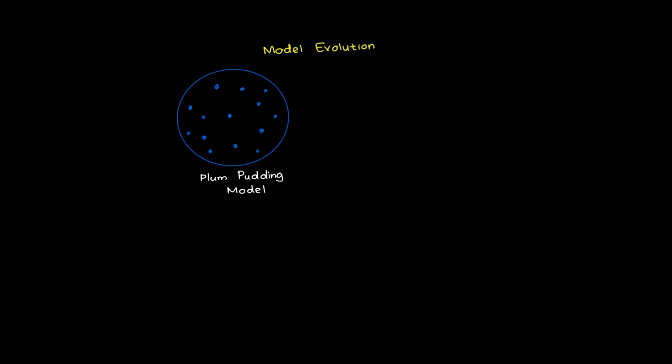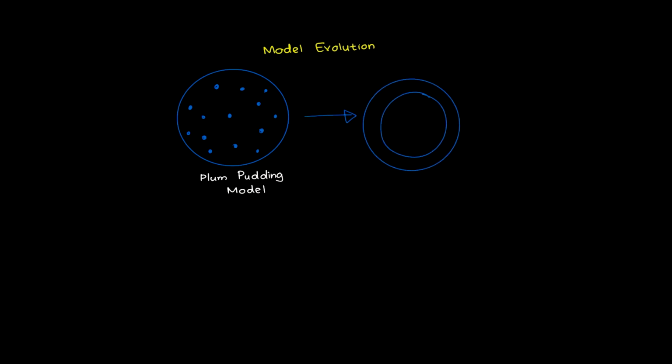The plum pudding model pictured electrons scattered through a uniform blob of positive charge, like raisins in pudding. It explains something important: why atoms are electrically neutral. Positive and negative charges balanced out. But then Rutherford shot particles at gold foil, and some bounced straight back. The plum pudding model couldn't explain that. So scientists developed a new model with a dense positive nucleus.